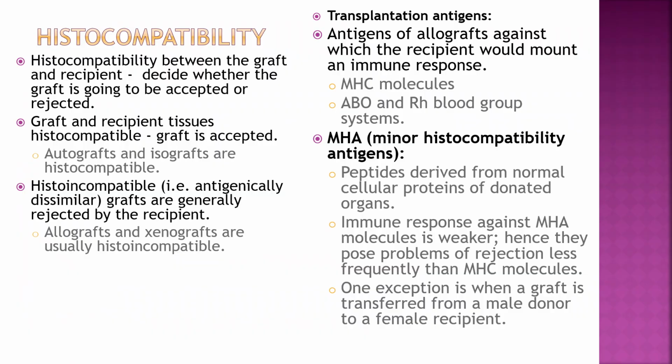Histocompatibility between graft and recipient decides whether the graft is going to be accepted or rejected. If they are histocompatible, the graft is accepted, for example autograft and isograft. If they are genetically and antigenically different, then they are rejected, for example allograft and xenograft. Transplantation antigens are antigens of allografts against which the recipient would mount an immune response: MHC molecules, ABO and Rh blood group systems.